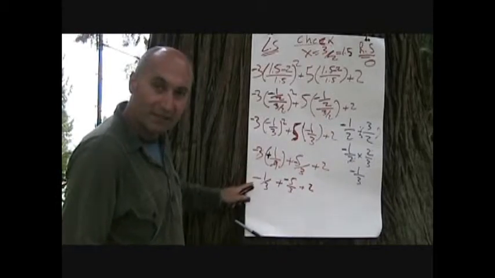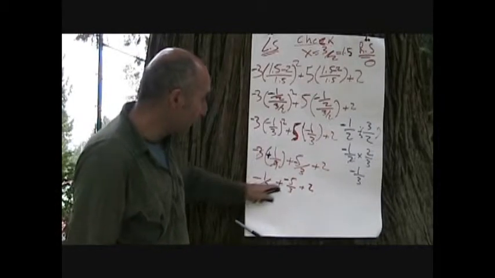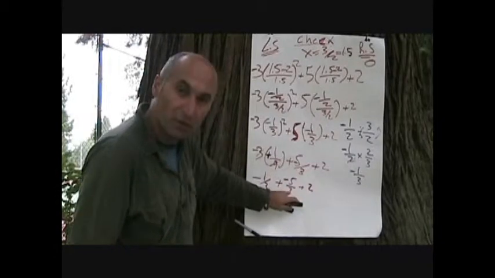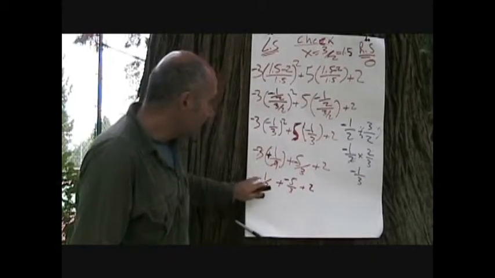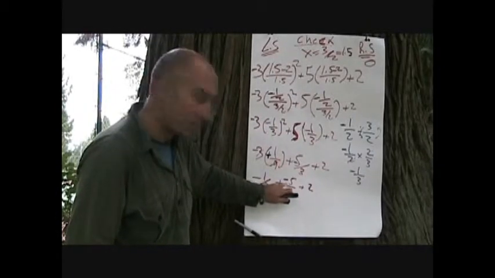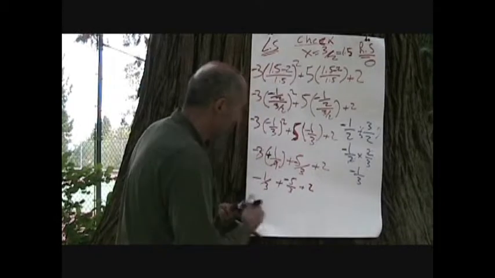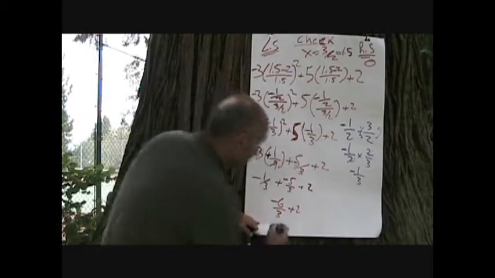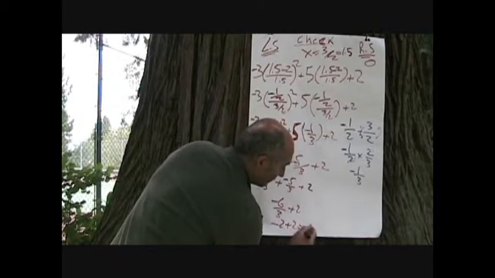And you simplify this, it becomes negative 3 here, so it's negative a third plus negative 5 over 3 plus 2. Now these guys have the same common denominator, and you can add these. So negative a third plus negative 5, negative 1 plus negative 5 is negative 6. So this becomes negative 6 over 3 plus 2. Negative 6 divided by 3 is negative 2, plus 2. So this side is equal to 0, which is what we wanted.